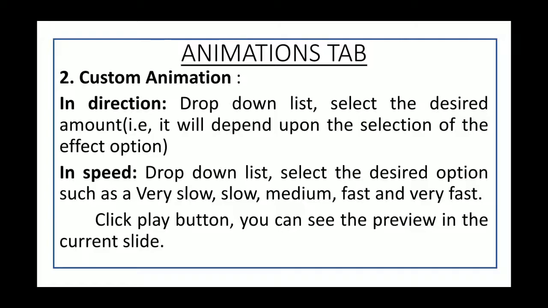And then click the play button. You can see the preview there itself. You can see the preview of the selected animation which is applied to your placeholder. Okay, these options you will set, like modify, start, direction and speed, in your custom animation task pane.